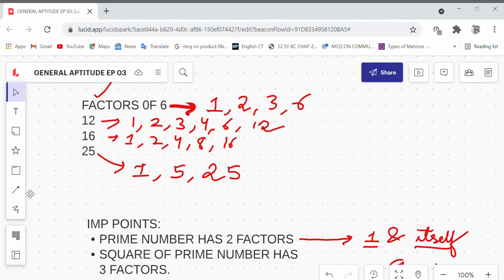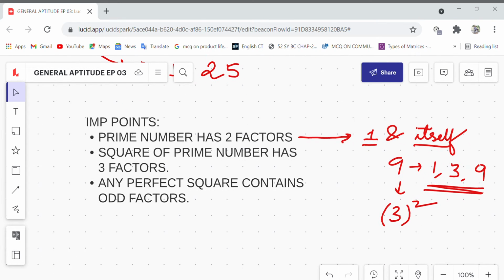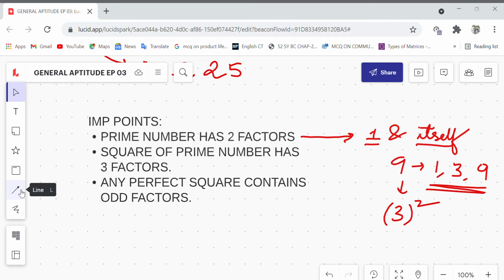So now we got to know about factors. We knew factors of 6, 12, 16, 25, since we have learned this in childhood. Then we got to know about some important points. Now let's move to the question part.